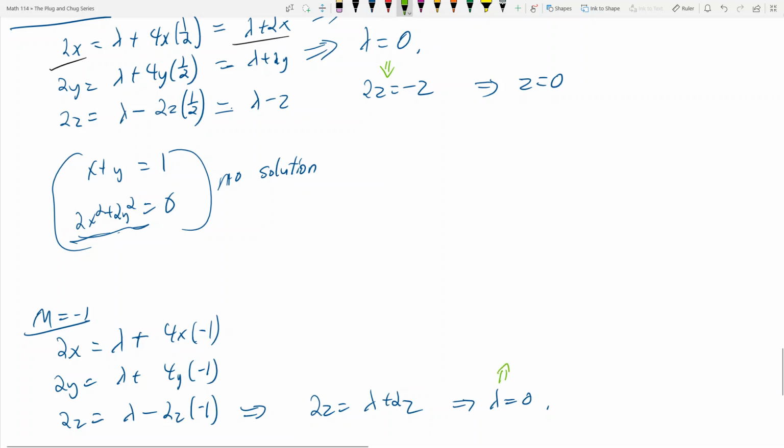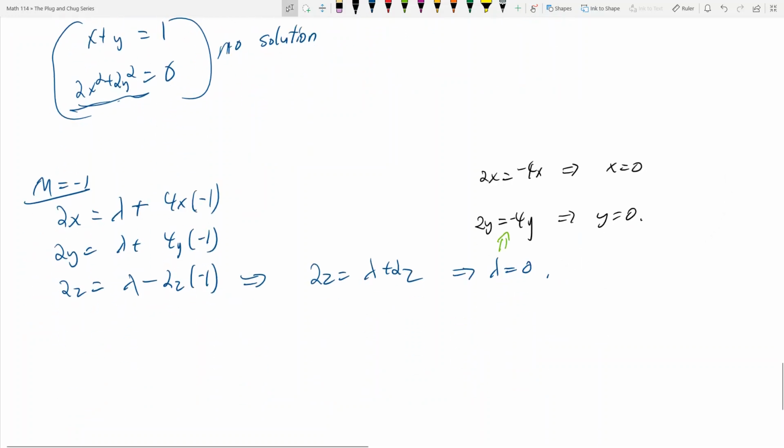But what ramifications does that have? Well, now I get 2y is equal to -4y, right? Because lambda is 0. So now I get 2y is equal to -4y. When's the only case that's ever true? Well, y is 0. And I get 2x is equal to -4x, right? Because lambda is 0. And that only happens when x is 0. So now I know x is 0, y is 0.